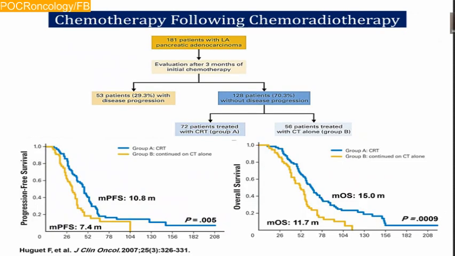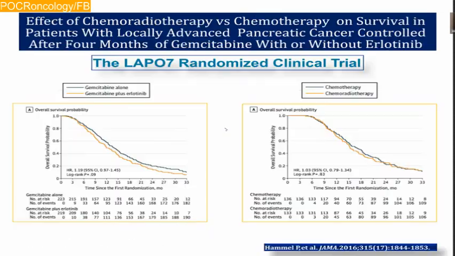Now, what about chemotherapy followed by chemoradiation? Give the patient chemotherapy induction, and if the patient shows stable disease, go with chemoradiation. As a matter of fact, if you go with chemoradiation therapy, you can see the difference is almost 4 months with a very significant P value. This is a very old trial from 2007.